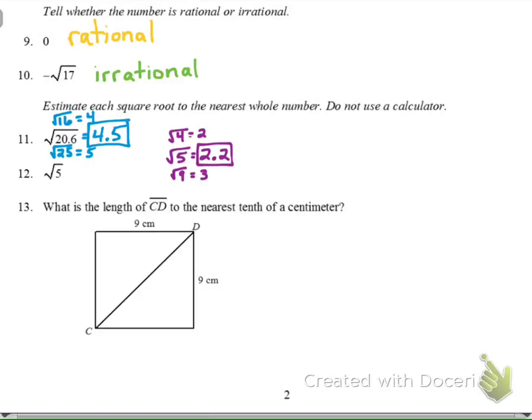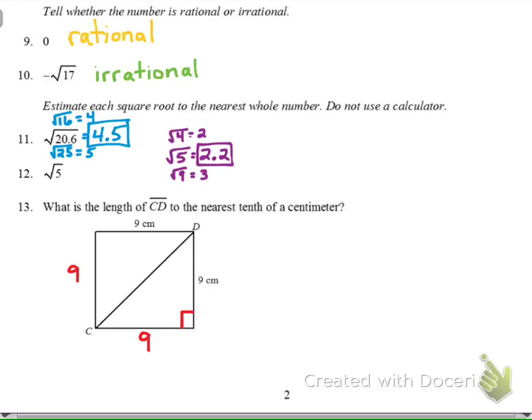Alright. Now, number 13 looks like it might be kind of complicated. You've got to find the length of CD. That's this line right here, to the nearest tenth of a centimeter. Well, how are you supposed to do that? Well, first I know that since it's a square, that these are also 9s, right? That side's 9, that side's 9, that side's 9, that side's 9. Okay, and I also know that this is a right angle.